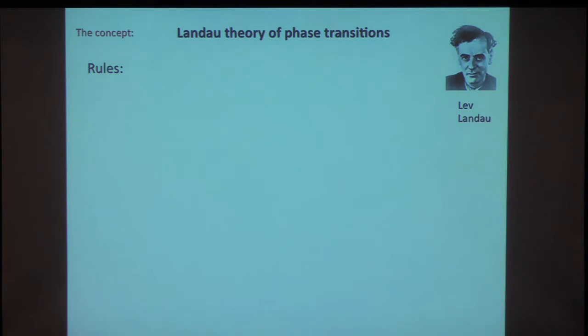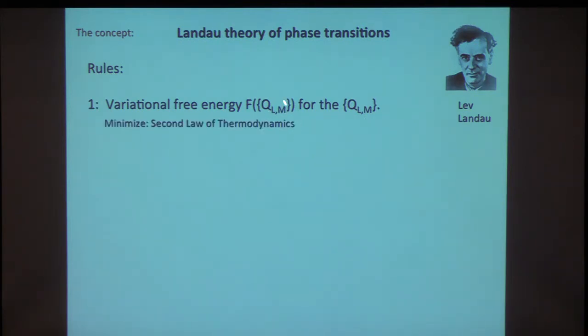So I'm only going to show you these as kind of Mayan rules for computation. This is just a set of computational rules. We're not going to worry about it. The first thing Landau said is you need to construct a variational free energy in terms of these coefficients, these QLM, which you didn't know. And you can minimize this with respect to these internal parameters QLM because of the second law of thermodynamics, which says that for any internal parameter which can be freely varied, at least at fixed volume and temperature, you have to minimize the variational free energy. So he told us to focus on such a quantity.